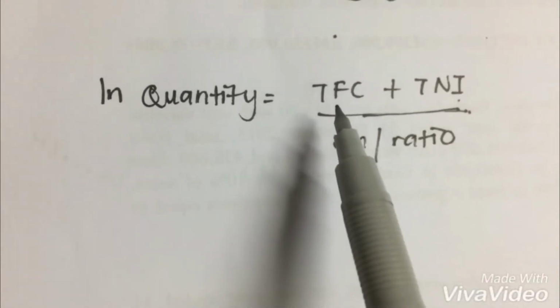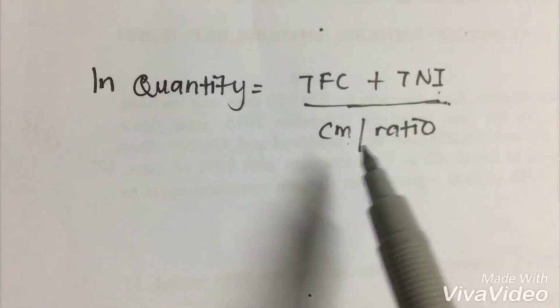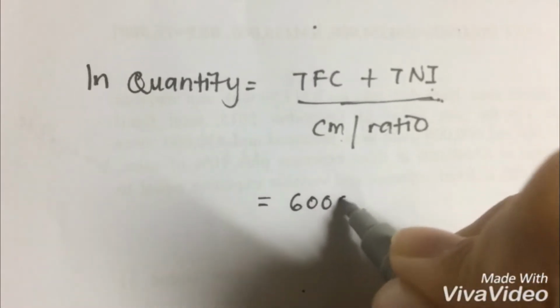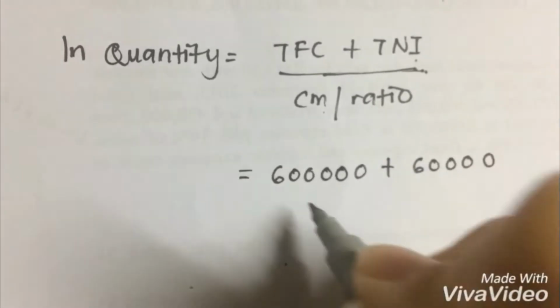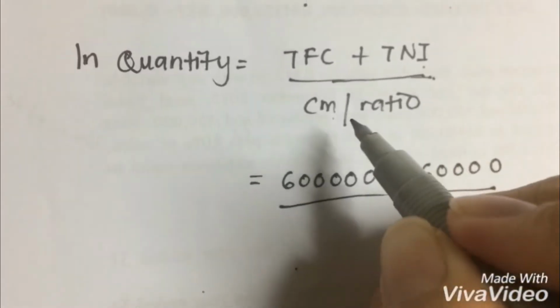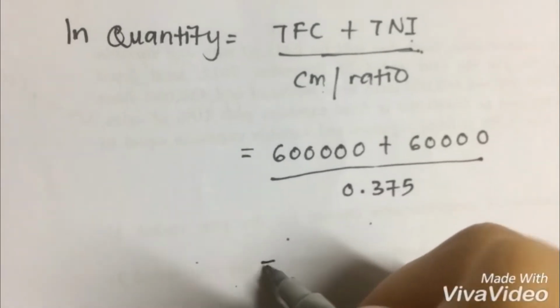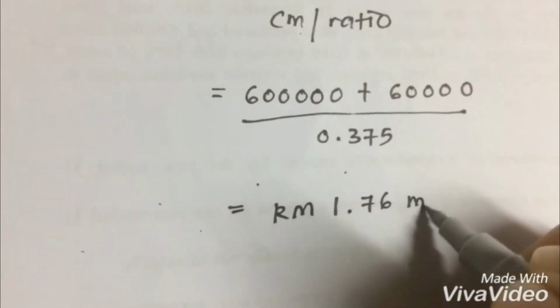Next is to calculate the target net income in amount. So you use this formula, which is total fixed cost plus target net income divided by contribution margin ratio. So our total fixed cost is 600,000 plus our target net income of 60,000, and divide by our contribution margin ratio of 0.375, and you will get RM 1.76 million.